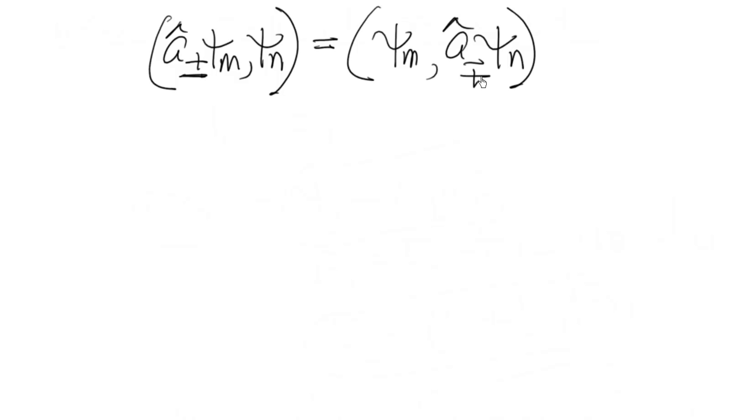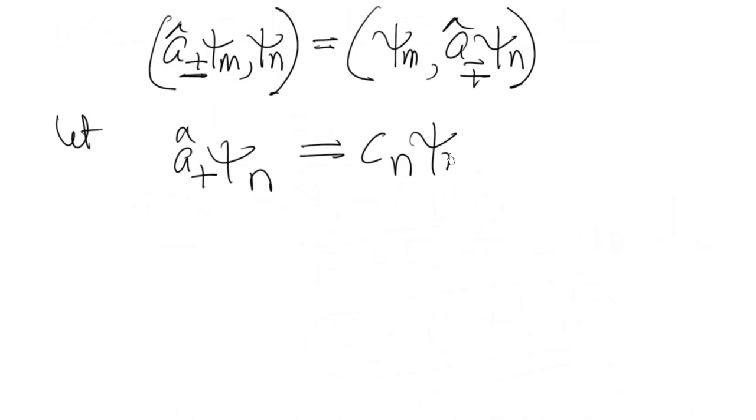Now we are ready to find the constant An for the wave function of the nth excited state of the simple harmonic oscillator. Let A plus psi n equal cn psi n plus 1, and therefore we have the inner product.